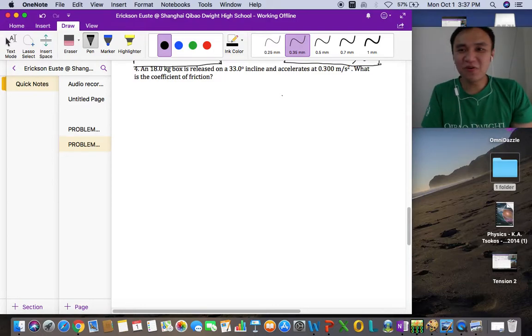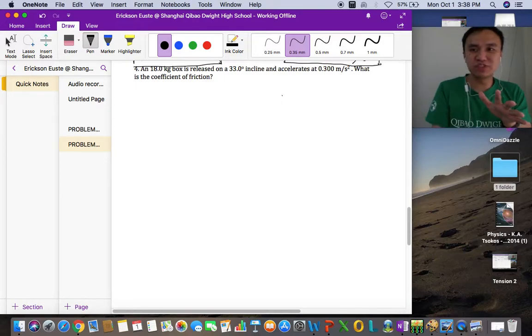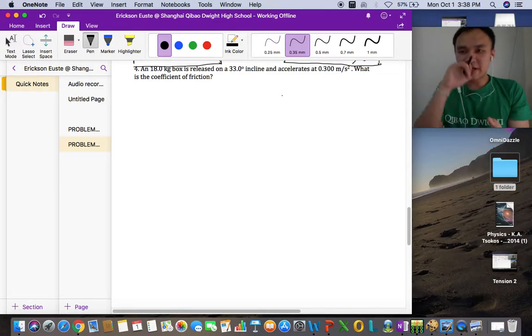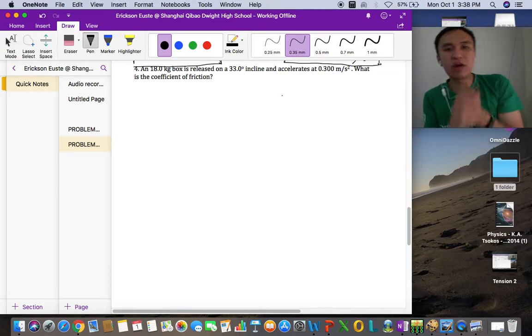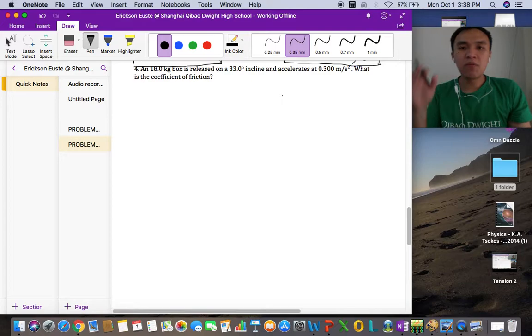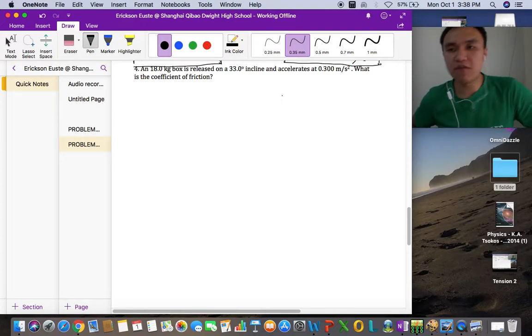Anyway, we are going to solve this, but this does not involve the Atwood's machine. It's a different setup, but still involves friction. An 18-kilogram box is released on a 33-degree inclined plane and accelerates at 0.300 meters per second squared. What is the coefficient of friction?